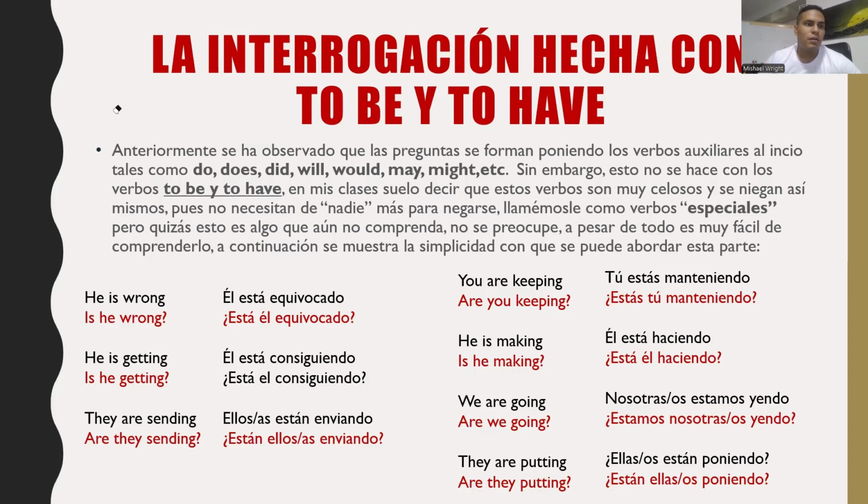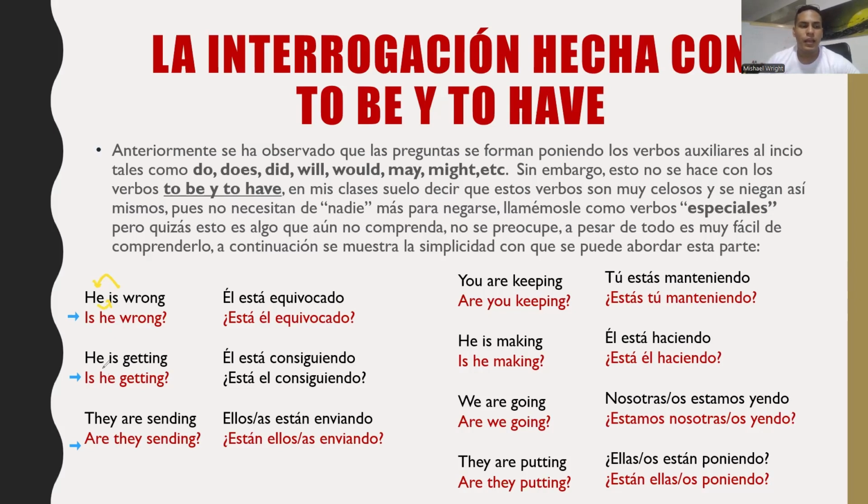So here we have with the verb to be. He is wrong. Él está equivocado. Is he wrong? He is getting. Is he getting? Right? They are sending. Are they sending? You just switch the order, right? Just change the order. Let me show you how. Okay, so look. This was here. For questions, it would be here, and this will be here, right? So you switch them, right?